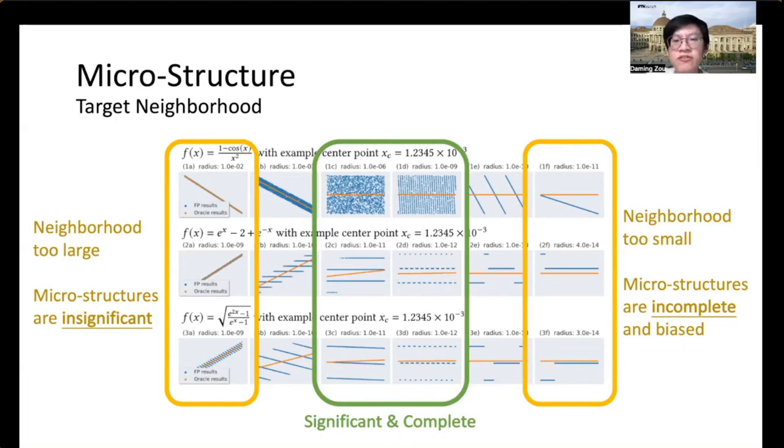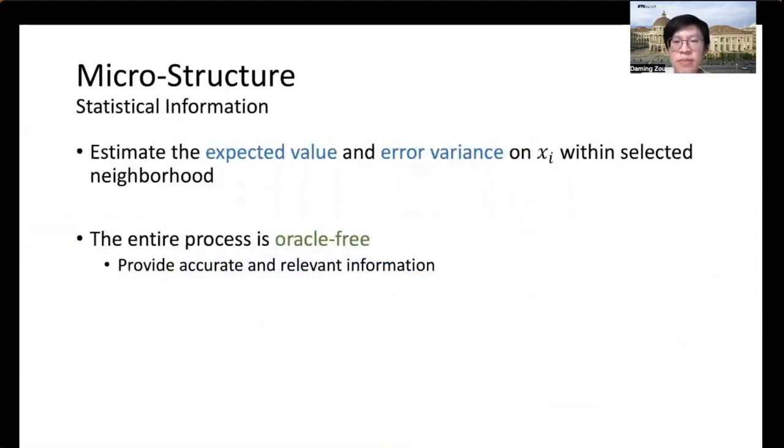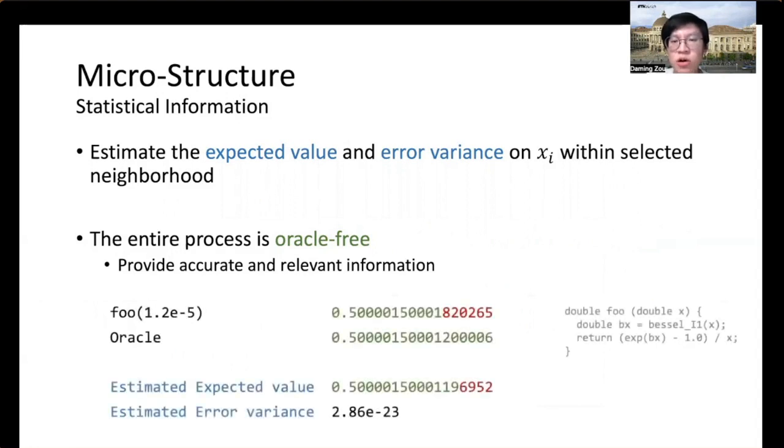Actually, we propose a formula to formulate the neighborhood selection process. With the selected neighborhood, we can simply sample inside the neighborhood to estimate the expected value and the error variance, which are both useful in our later steps. We also highlight that the entire process is oracle-free and can provide accurate and relevant information. In our example, the estimated expected value improves the accuracy by 2 orders of magnitude, and the estimated error variance is also accurate.